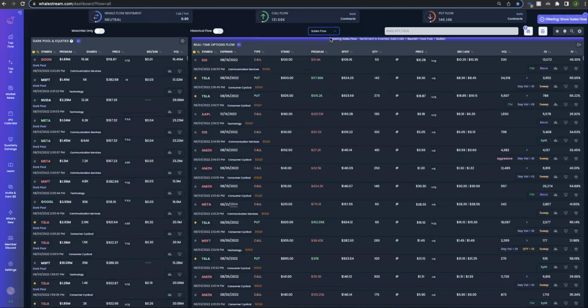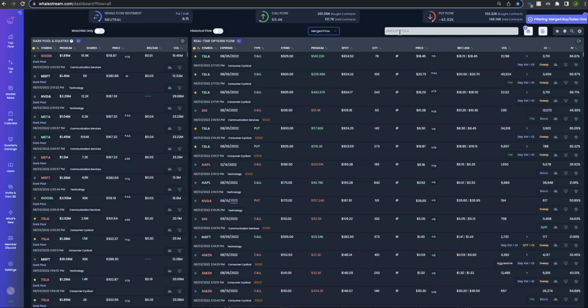So on sales flow, it works very similarly, only now we are doing call to put ratio. So we're doing it based on the bear to bull ratio. Sold calls are bearish, sold puts are bullish. So we're doing call to put ratio, which is similar to the bought put to call ratio. Same rules apply. And then on the merge flow, we're doing both of those calculations. Then we're taking the average between them to get you the true merge sentiment with buys and sales across the board.